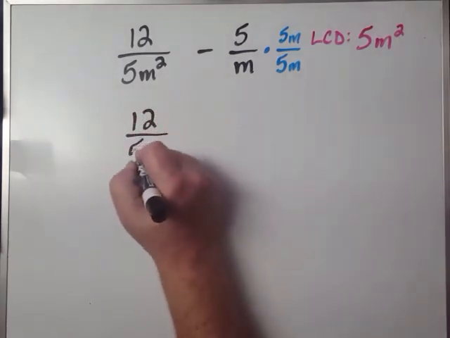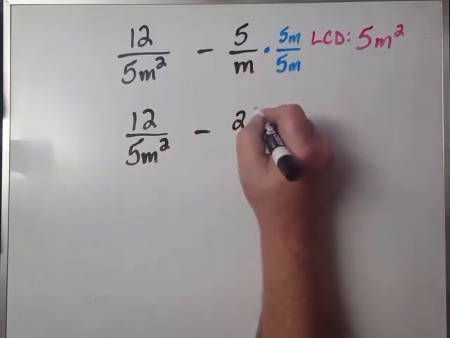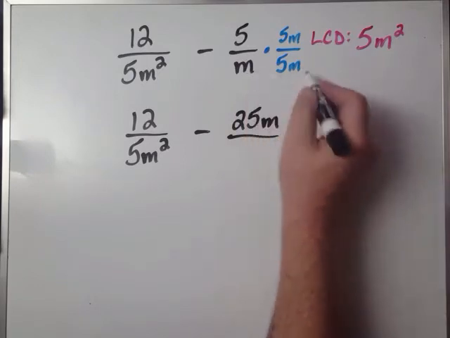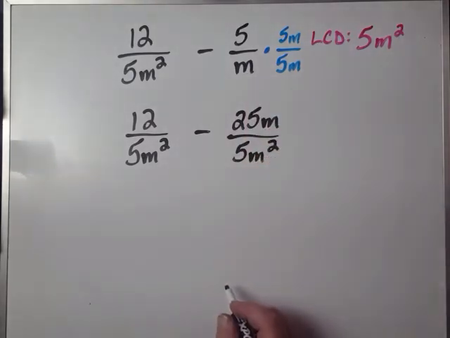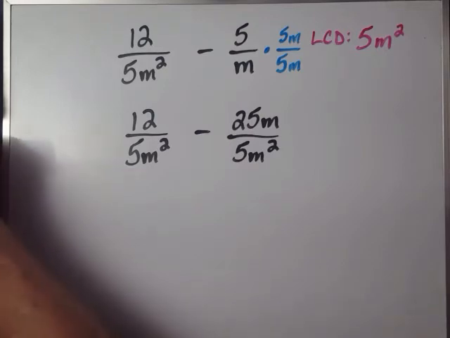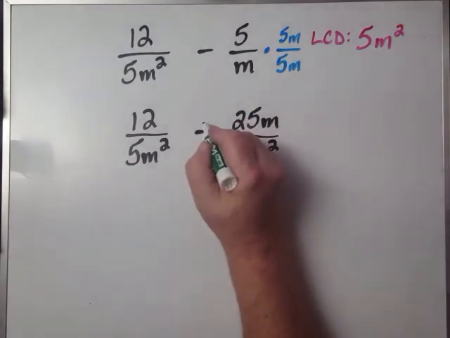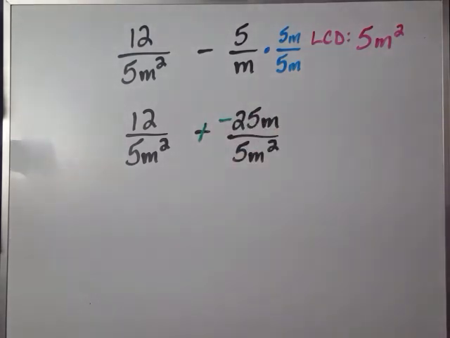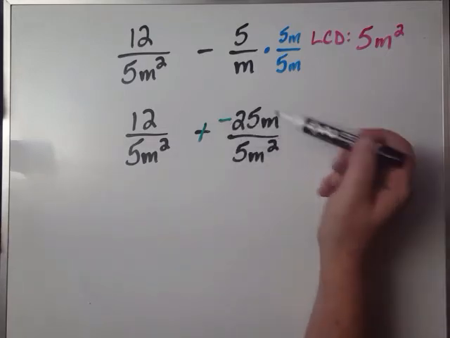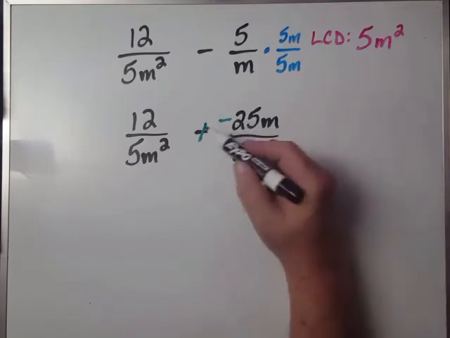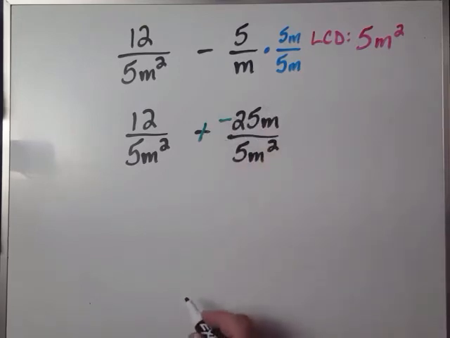So we have 12 over 5m squared minus 25m over 5m squared. We're ready to subtract. I don't think it's as critical here, but I'm going to stay in the habit of giving that negative to the second numerator. It's a single term, so I don't really call it distributing. But I'm giving that negative to the second numerator just to keep myself out of trouble.